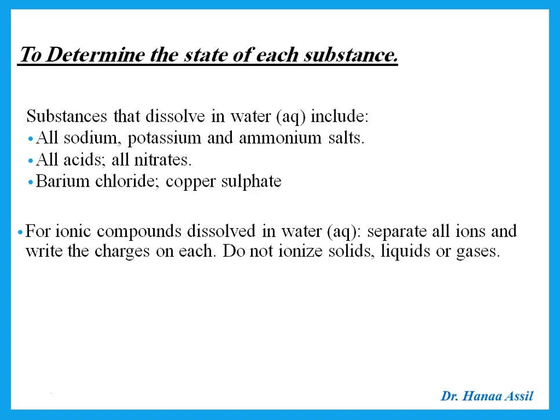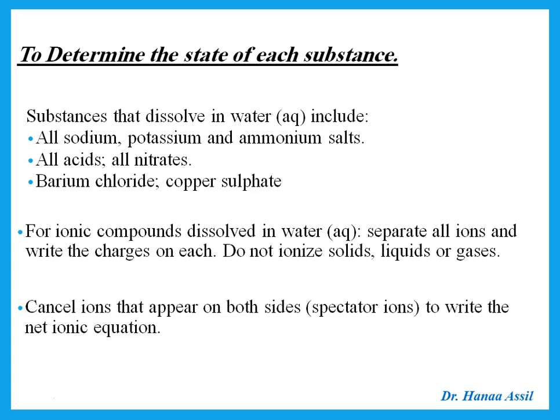For ionic compounds dissolved in water, when we write an ionic equation, we ionize the aqueous substances. So if something is aqueous, we can ionize it. Ionize means when it dissolves in water, it breaks up into ions. The first one is positive, the second one is negative, and the number of positives and negatives is the same as its valency, if you remember what valency is. If there is something that is solid, liquid, or gas, we do not ionize. We just copy it as it is.